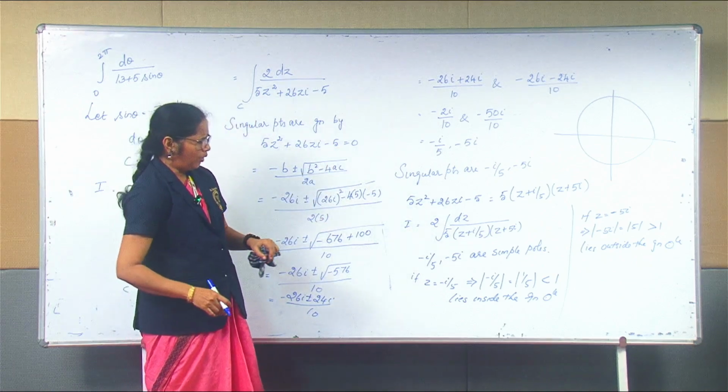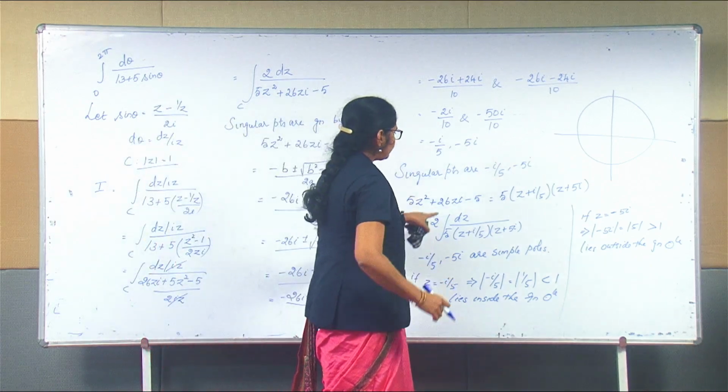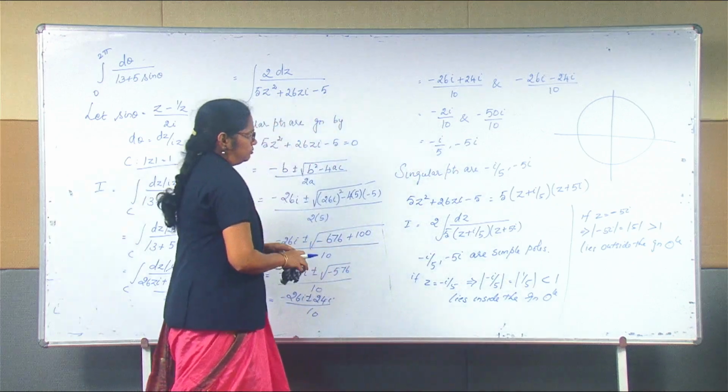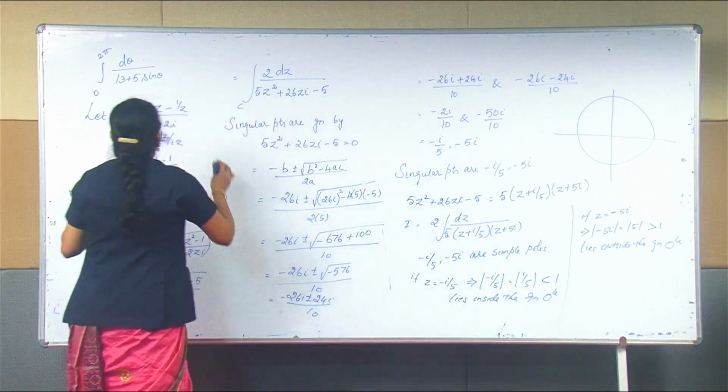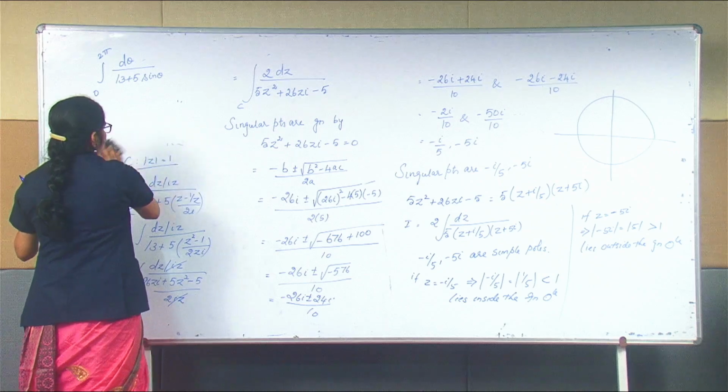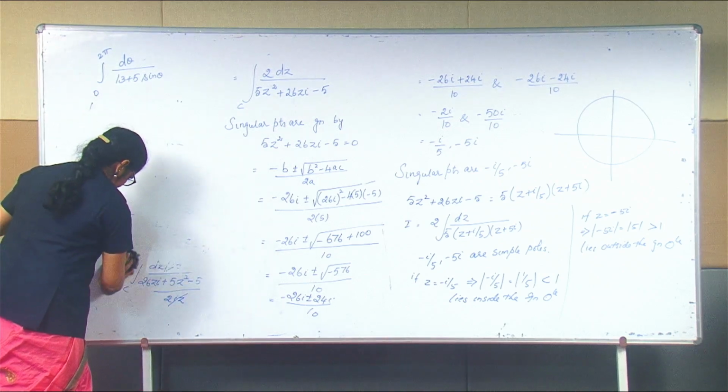So among the 2 points, one lies inside the circle.